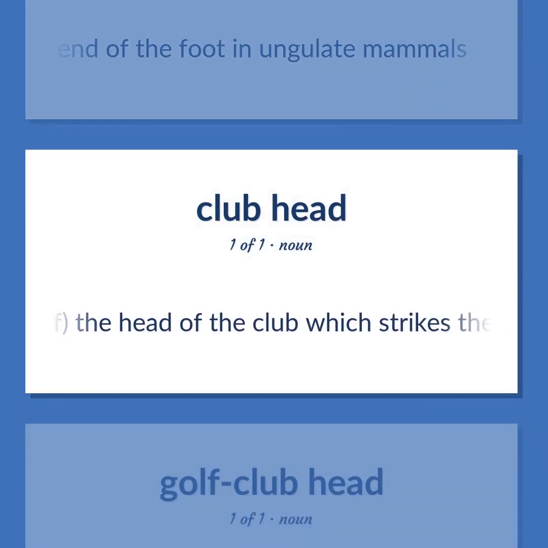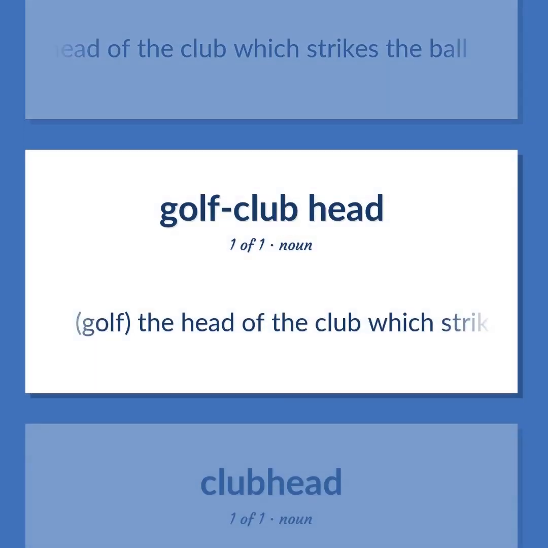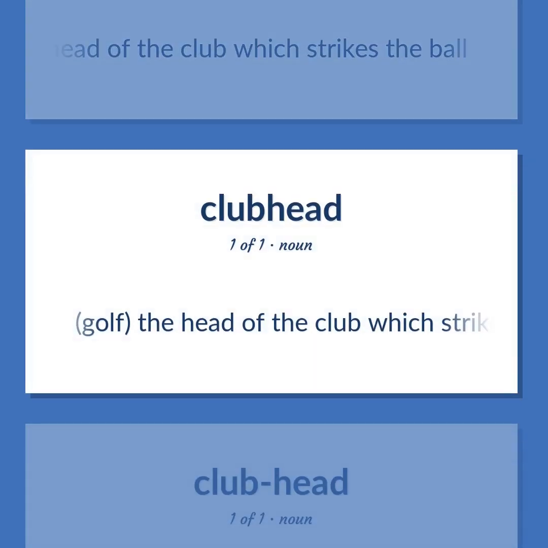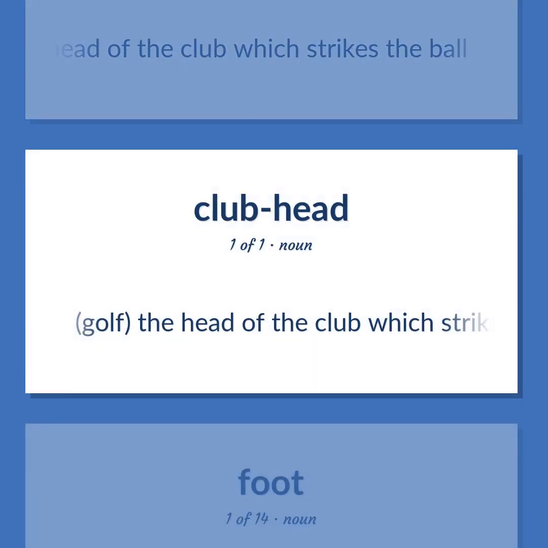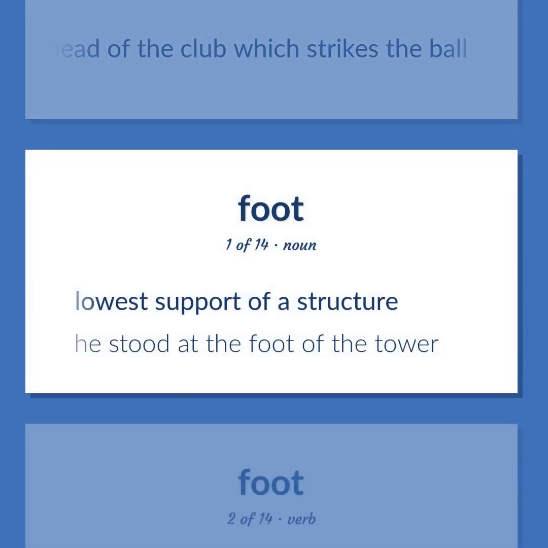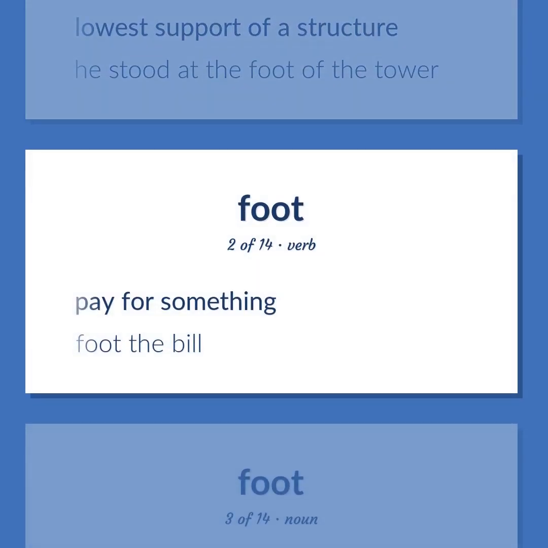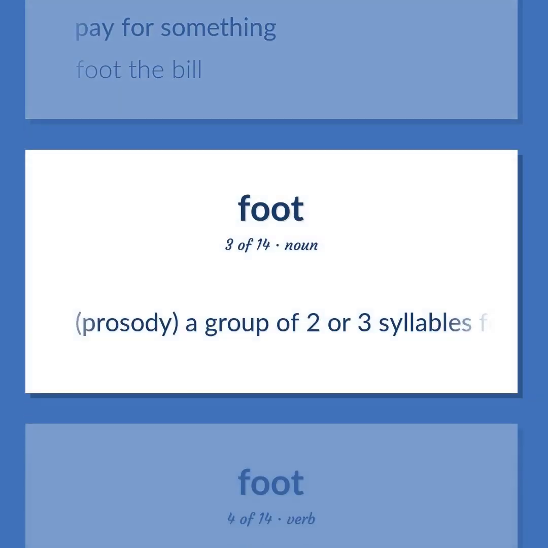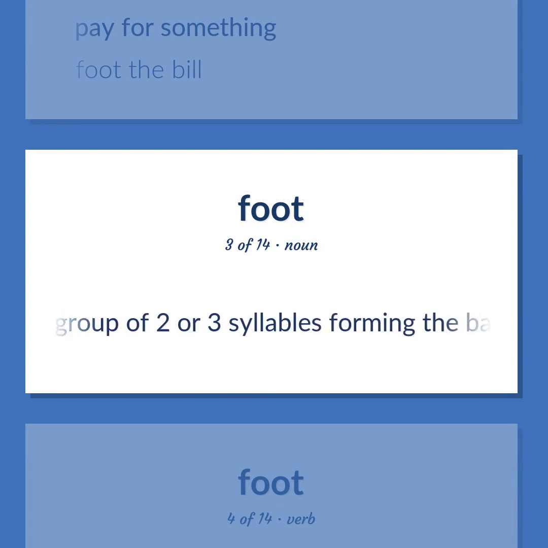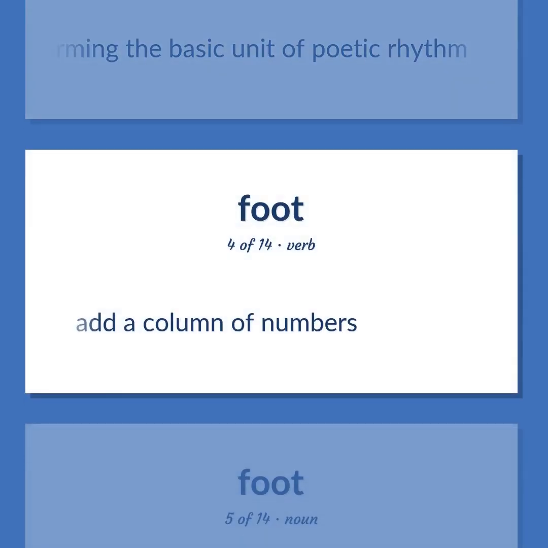Golf. The head of the club which strikes the ball. Lowest support of a structure. He stood at the foot of the tower. Pay for something. Foot the bill. Prosody. A group of 2 or 3 syllables forming the basic unit of poetic rhythm. Add a column of numbers.